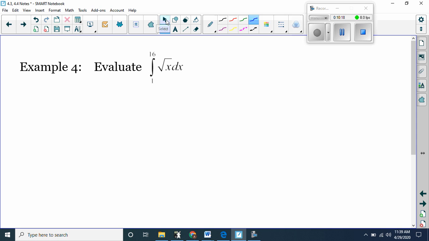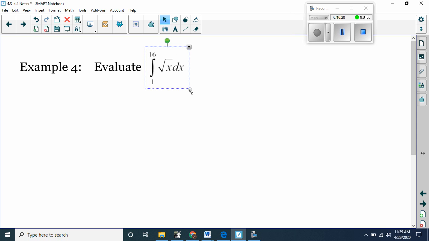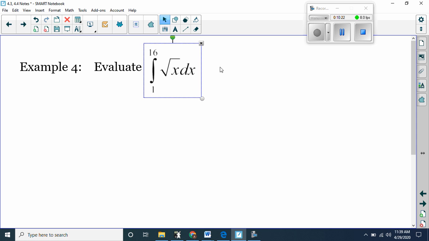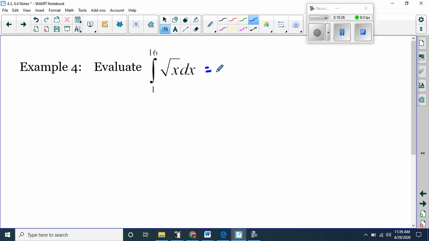Example 4 asks for the integral from 1 to 16 of root x dx. I'm going to change root x so that we can use the power rule. Root x is the same thing as x to the 1/2. Integrate, add 1 to the exponent. Divide by 3/2, which is the same as multiplying by 2/3.